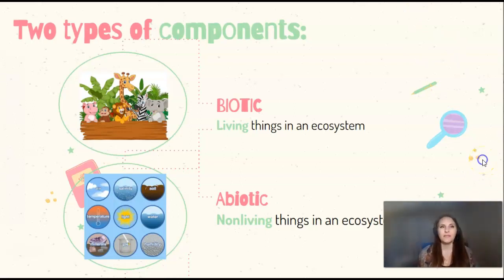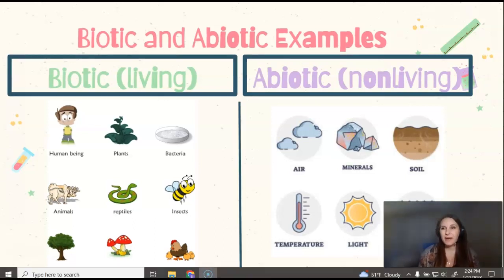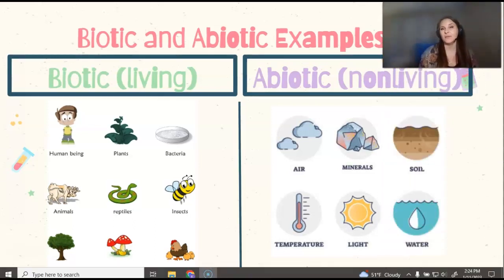Let's look at some more specifics. If you look at the biotic examples, those are all things that are living. We've got the humans, the plants, bacteria, insects, fungus, trees, birds, any kind of plants or animals will fall into this category. Then on the other side, you've got the abiotic, non-living things, such as air, rocks, minerals, the temperature it is outside, the soil, the water. Those things are all abiotic or non-living.